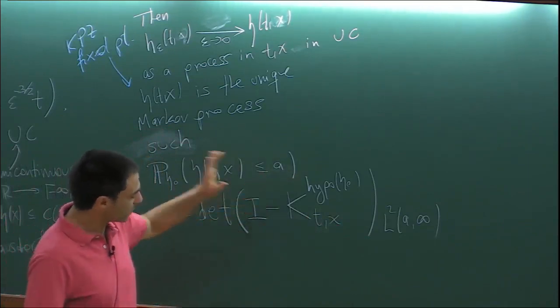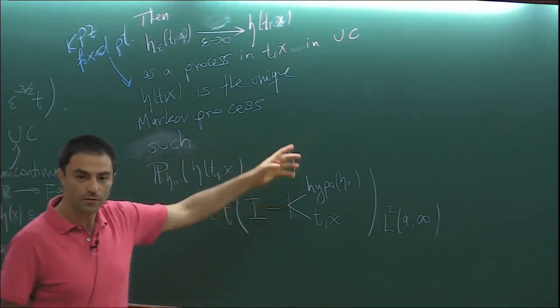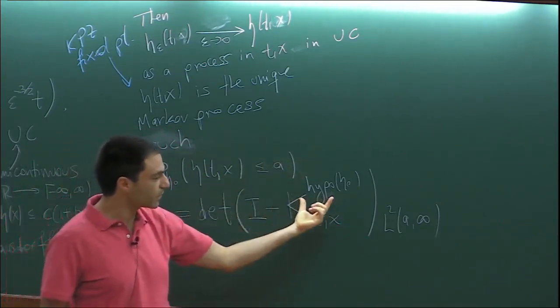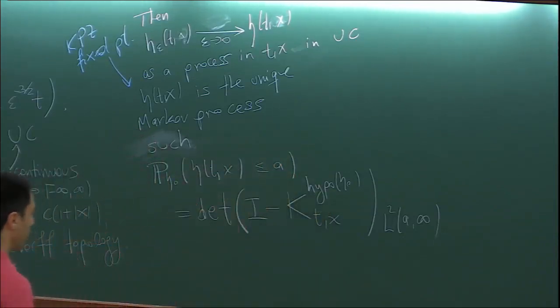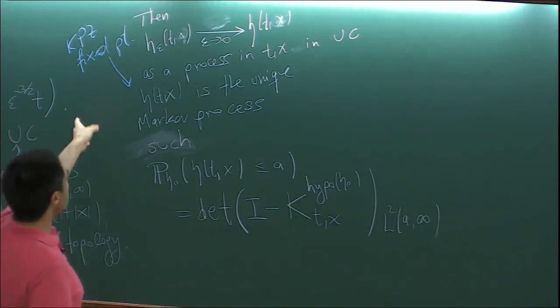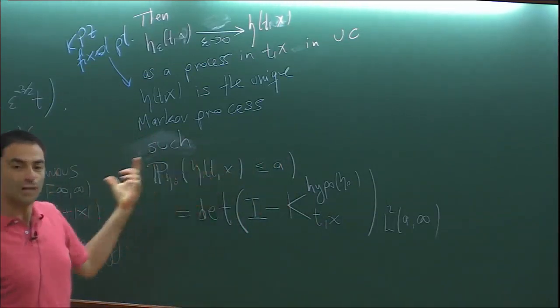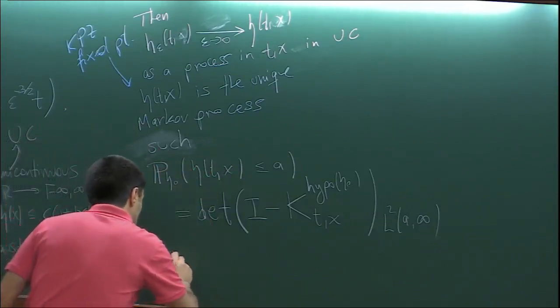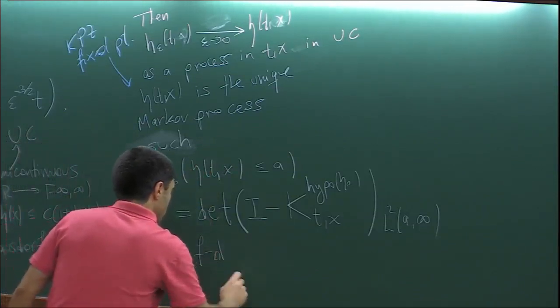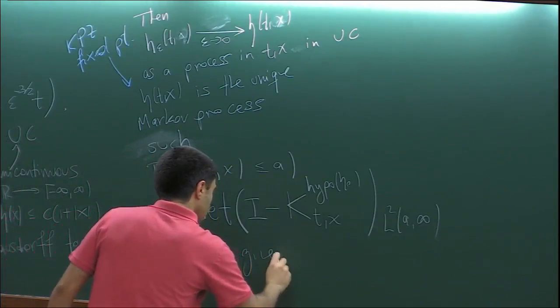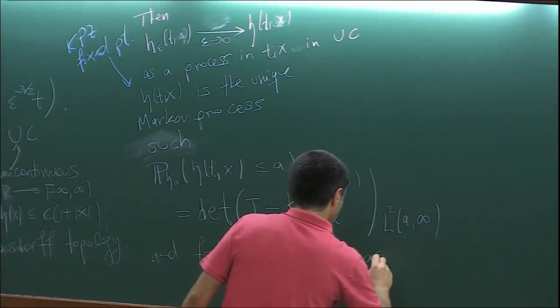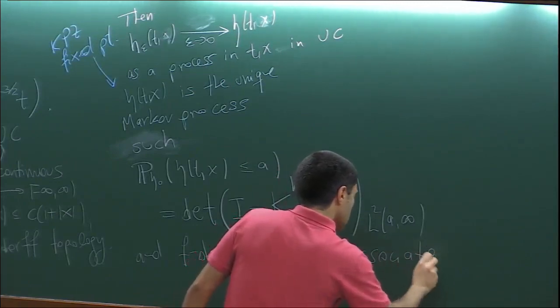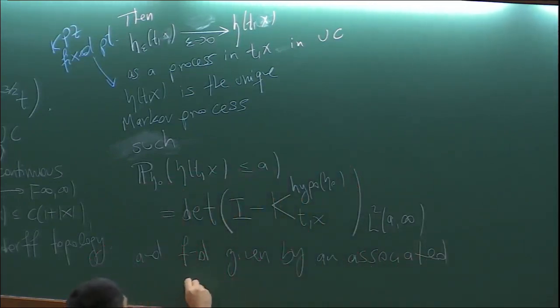This hypo here, I will mostly not write hypo just because it's too long, but it refers to hypograph. And we'll see exactly how that comes in. So this is the unique Markov process which has this one-dimensional distribution and finite dimensional distributions given by an associated extended kernel formula.